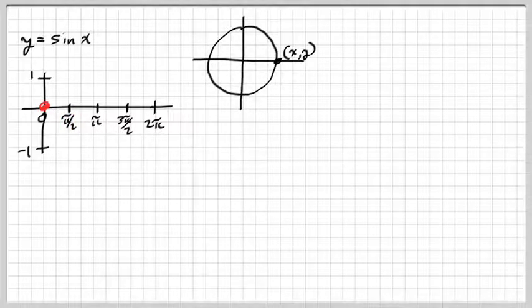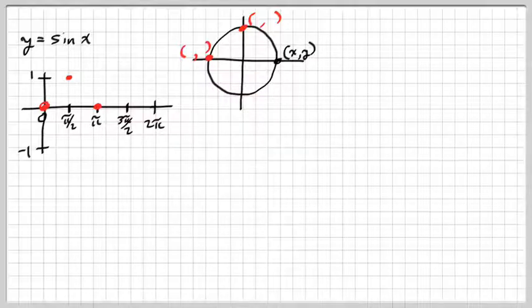What's the y value for pi over 2? 1. That would be up here. What's the y value for pi? 0. So that would be right here. So we're back to the x-axis.